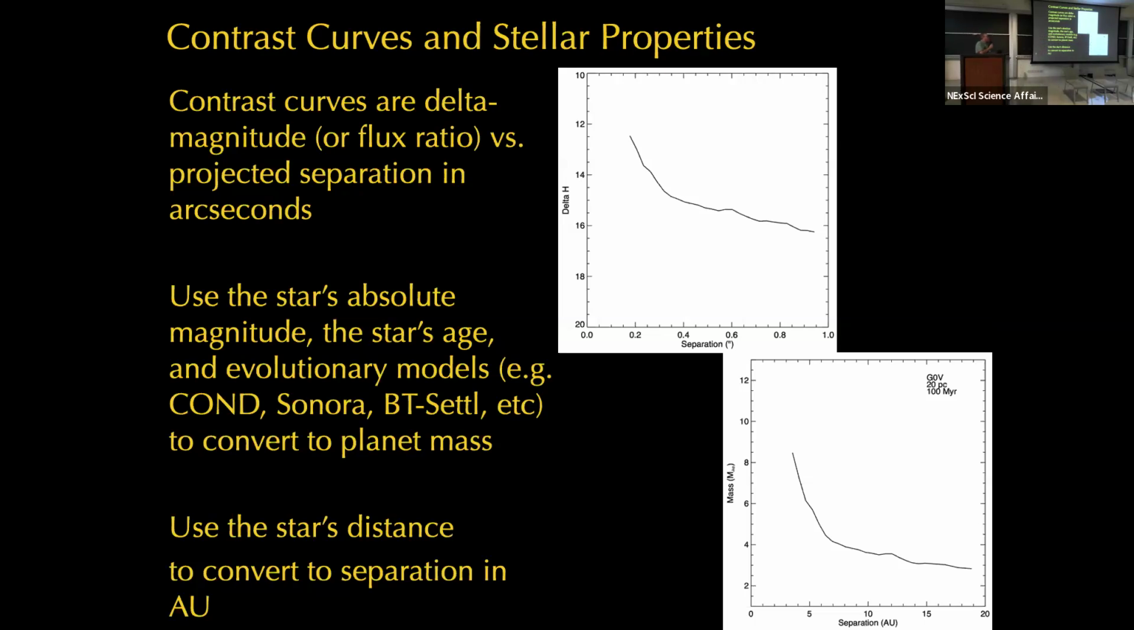And then we want to move that from observer units into physical units. So we want to move it over to Jupiter masses and physical separation in AU. Well, we know the distance, so we can do that; the distance change is easy. We can turn to our favorite theoretical models and the age of the star in order to turn that into mass. And so that contrast curve ends up looking like this for a G0 star at 20 parsecs, 100 million years, hitting somewhere around 4 Jupiter masses at 10 AU from the star.